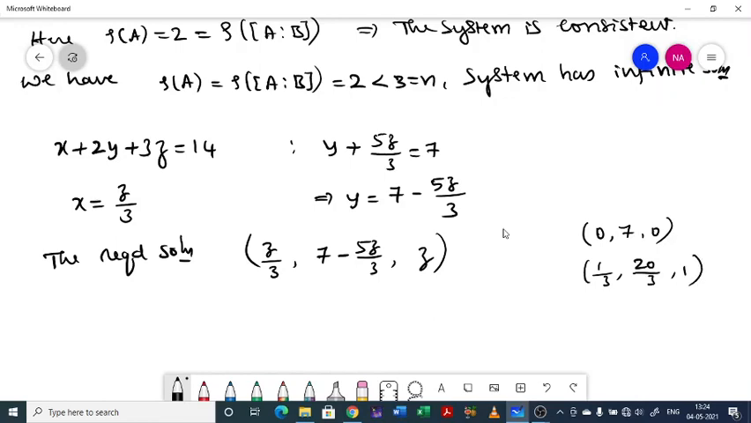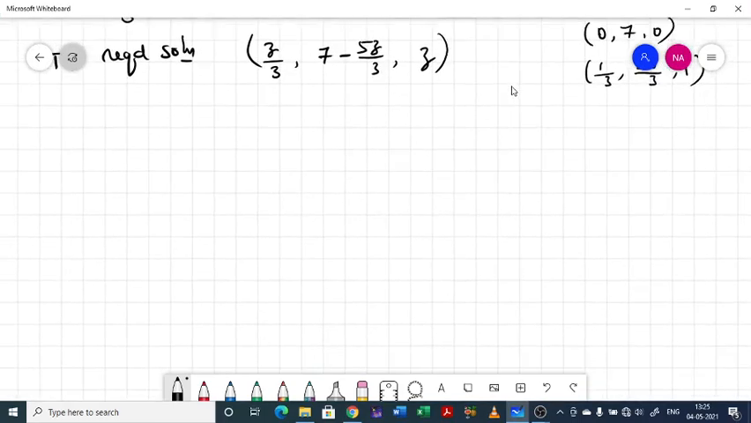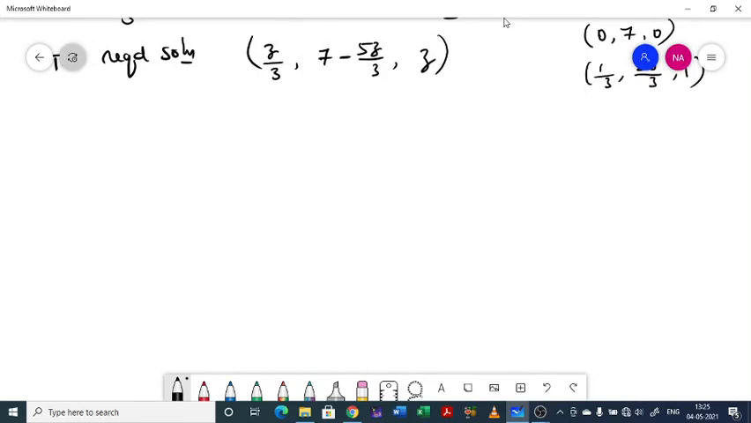Similarly, z equal to 2, 3, 4, 5, 6, z equal to 100, 1000, 10,000. For any value of z, we get a different solution for the equation. So z can take infinitely many values, so the system can have infinitely many solutions. So this is about the second case. The system has infinite solutions.